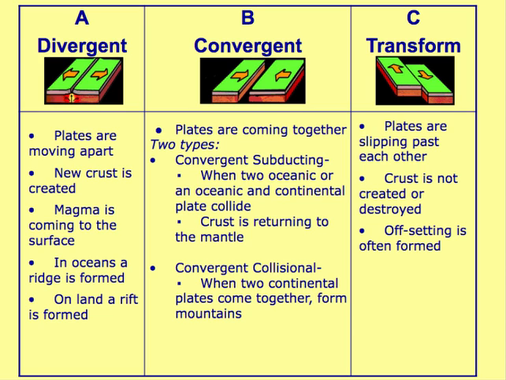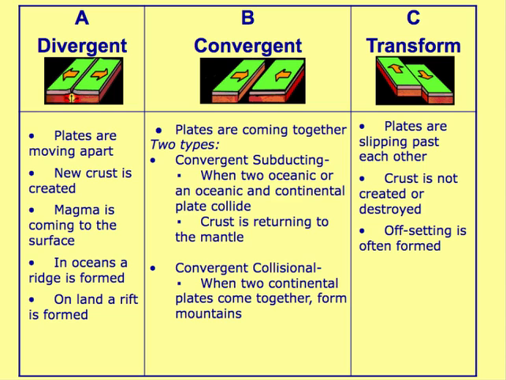So when you have continental subducting, it's when you either have two oceanic plates colliding or an oceanic and a continental plate colliding. This has to do with different densities. Here you have crust returning to the mantle, forming back into magma.